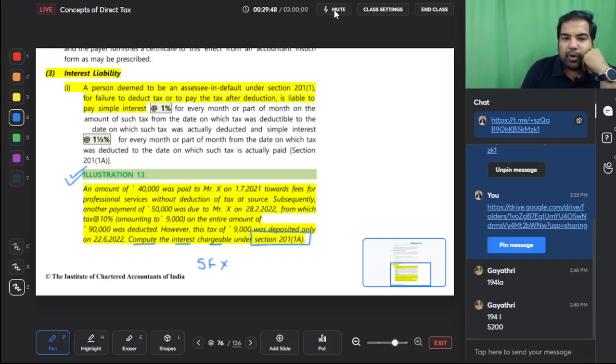Alright, an amount of 40,000 was paid to Mr. X on the 1st of July 2021 towards fees for professional services without deduction of tax at source. So you have not deducted tax at source, so interest will be 1%, and you should have deducted in the month of July, but then finally you deducted it in the month of February. So July, August, September, October, November, December, Jan, Feb, so 8 months. So 1% into 8 months, and now on the shortfall.